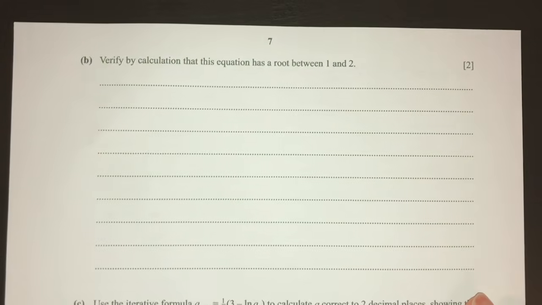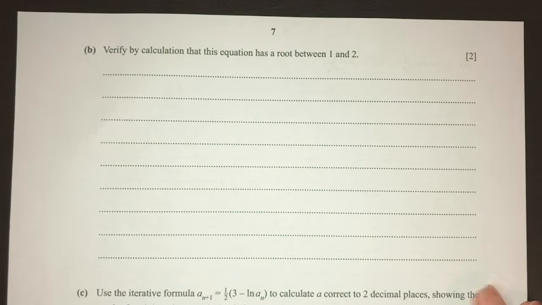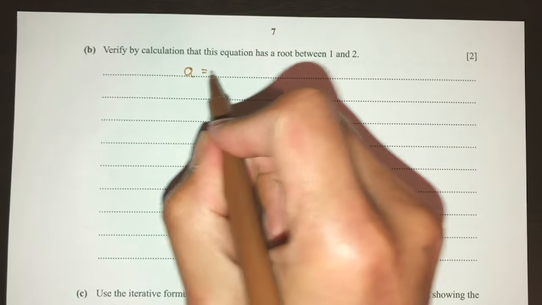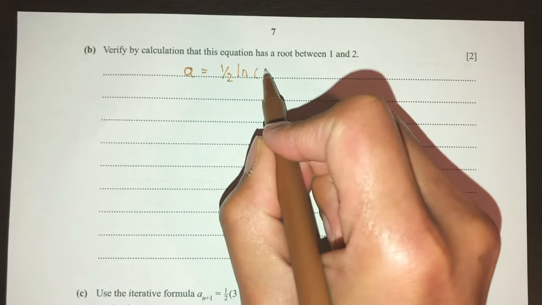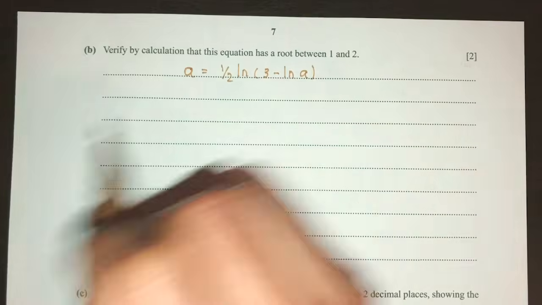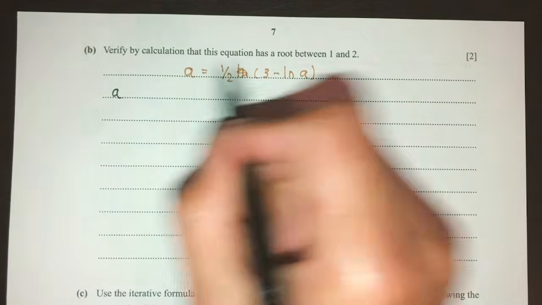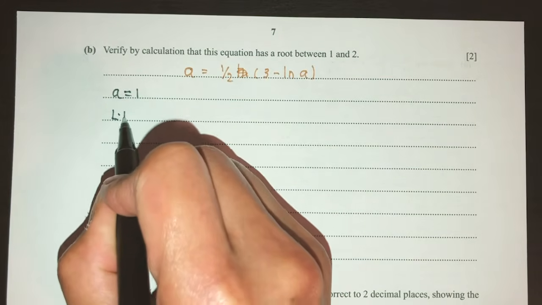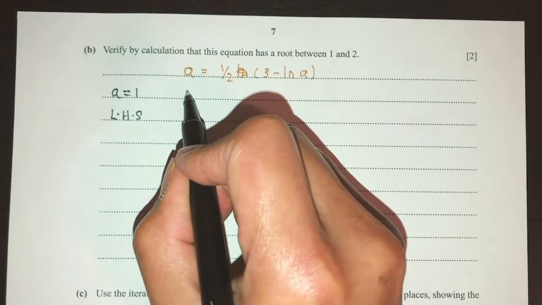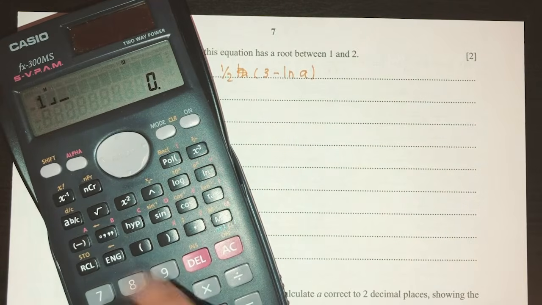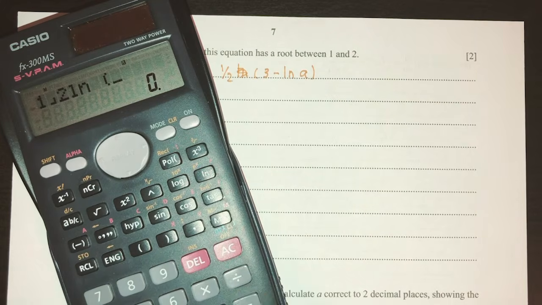Now let's move on to part B of this question. Verify by calculation that this equation has a root between 1 and 2. Right now our equation is a is equal to half of 3 minus ln of a. So we have to test one by one. I have to begin from the value of a equal to 1. That is my left hand side value, which is 1. Now what is my right hand side value? Replace the value of a in the equation. You will have half of 3 minus ln 1.